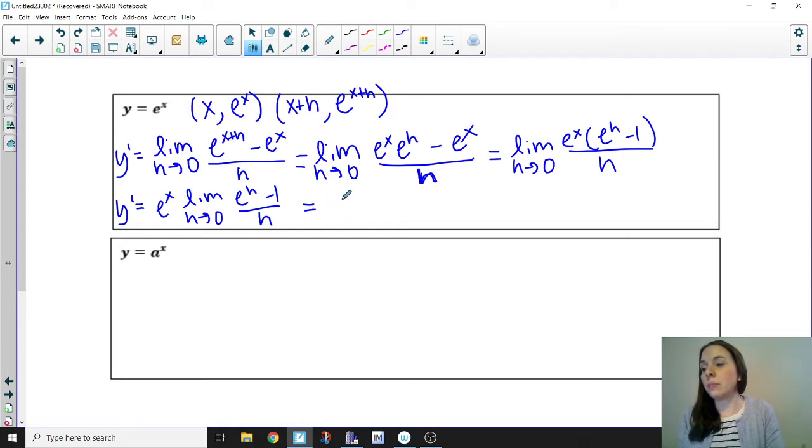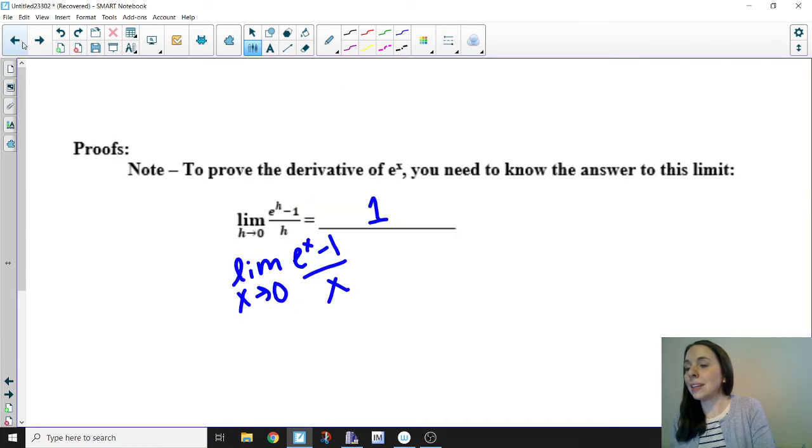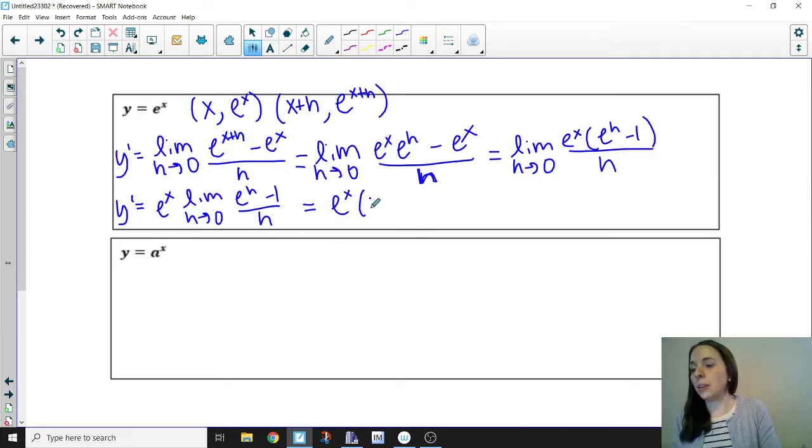Finally, we're ready to evaluate because we have the e to the x pulled out and we already know that this limit is equal to what? 1, right? It's equal to 1. Which means we got our answer.